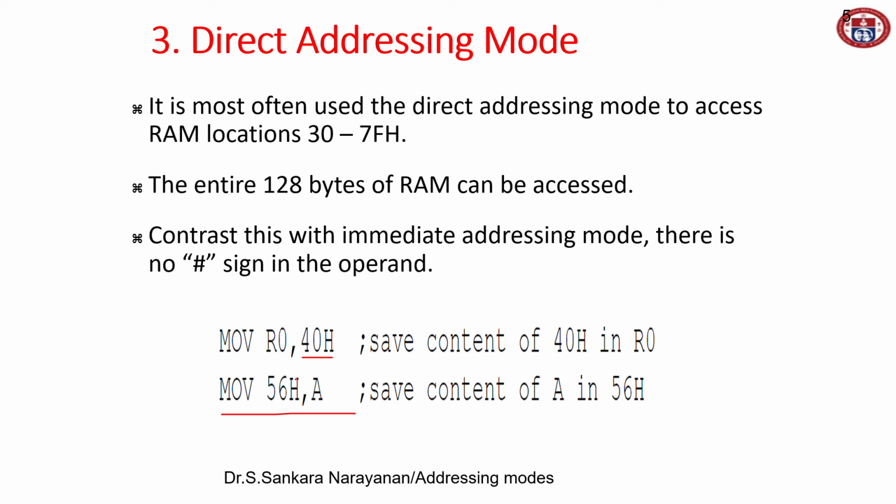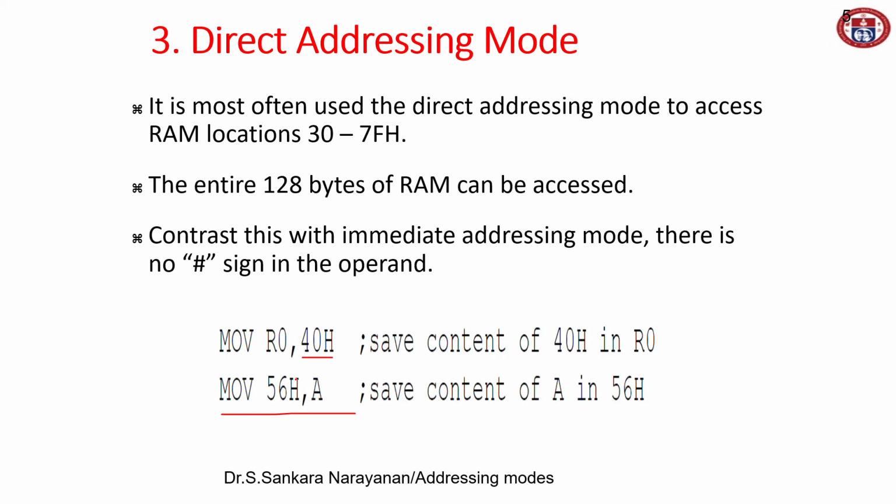The difference between immediate addressing mode and direct addressing mode is that in immediate addressing mode we use the pound sign, but in direct addressing mode there is no pound sign in the operand. In immediate addressing mode a constant value is specified in the instruction, but in direct addressing mode the address of the operand is specified in the instruction. This is direct addressing mode.